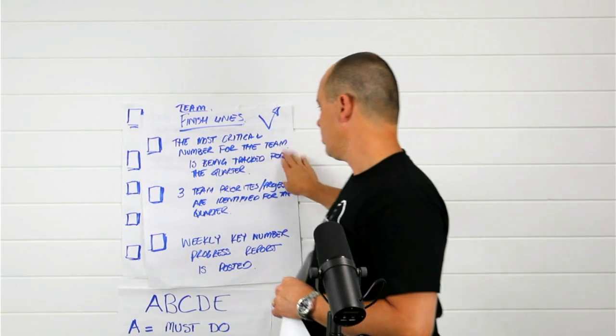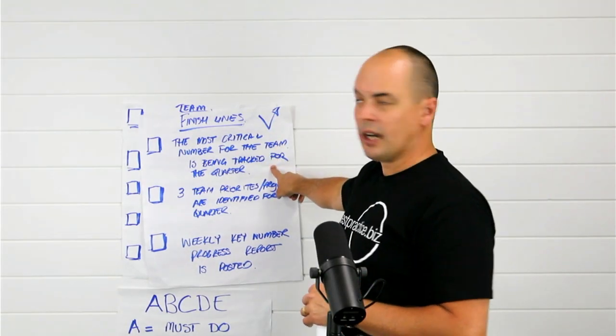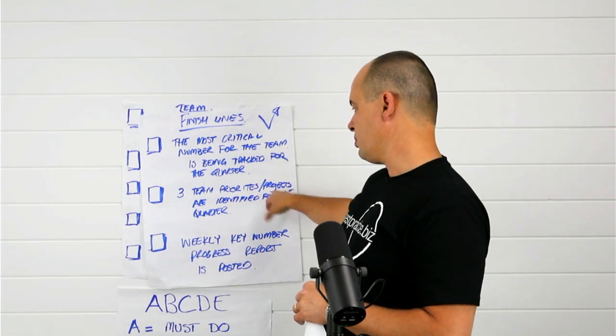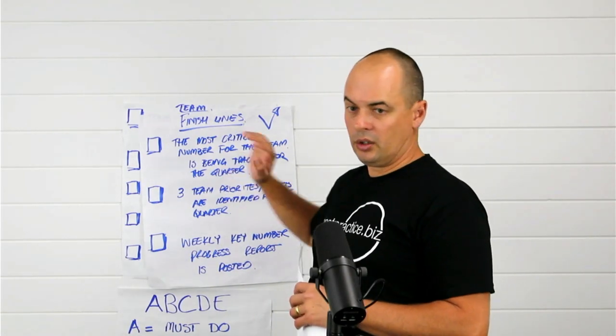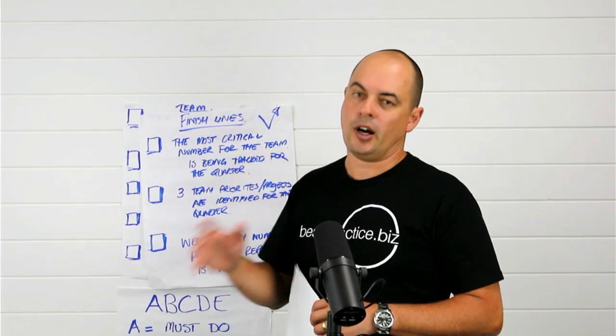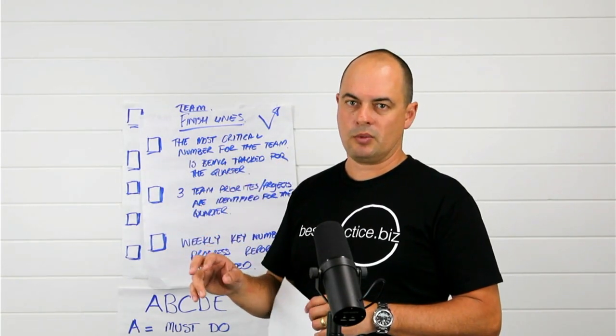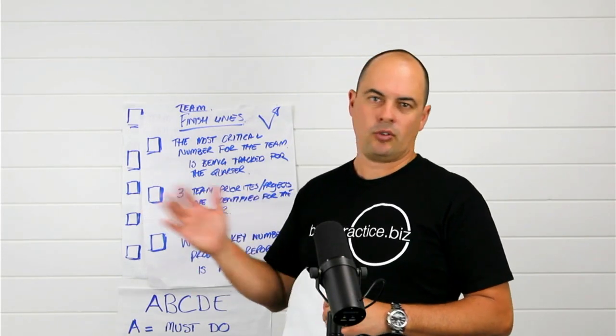Finish lines. The most critical number for the team is being tracked for the quarter and everyone can see it. 3 team priorities or projects are identified for the quarter. Only 3, no more. Maybe 3, maybe 5, absolute maximum of 5 projects. 5 really important things that the team's working on. Otherwise, people can't handle their priorities.